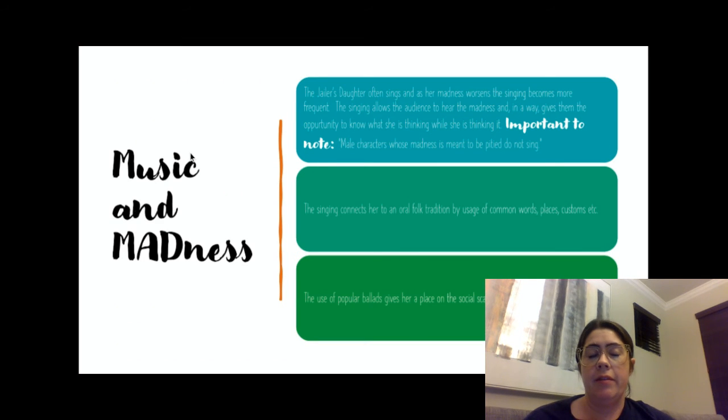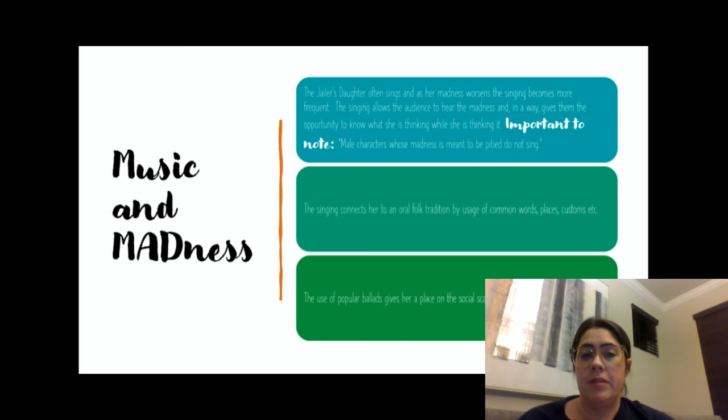Really important during the course of the Jailer's Daughter scenes is the music and the singing. The Jailer's Daughter often sings, and as her madness worsens, the singing becomes more frequent. The singing allows the audience to hear the madness and in a way gives them the opportunity to know what she is thinking while she is thinking it.